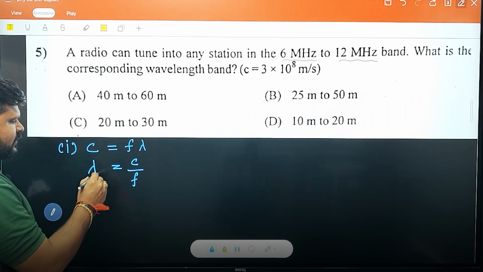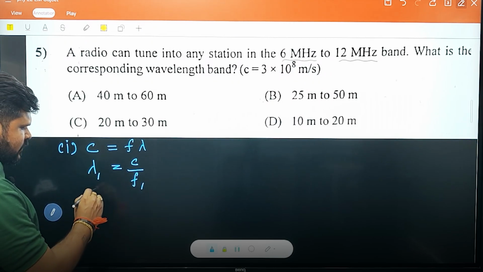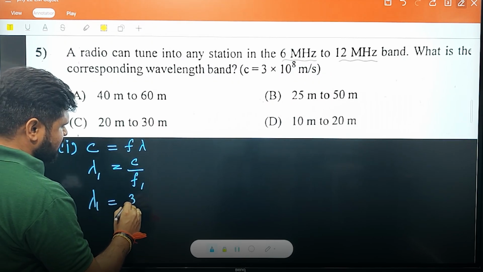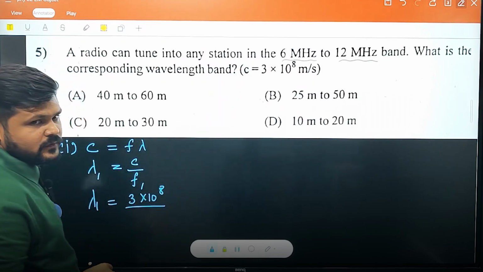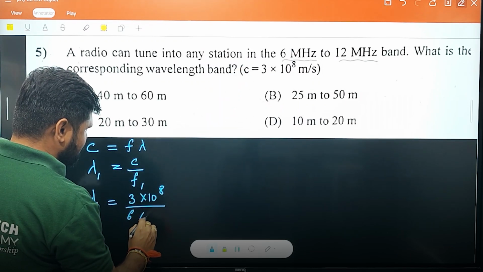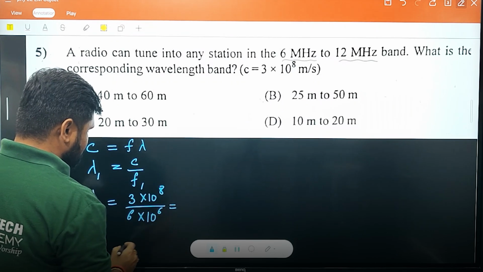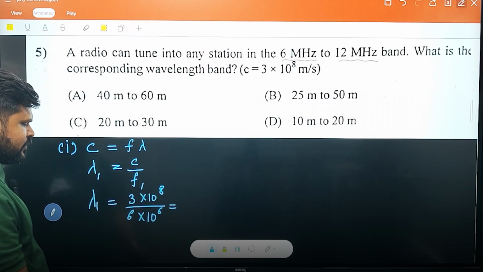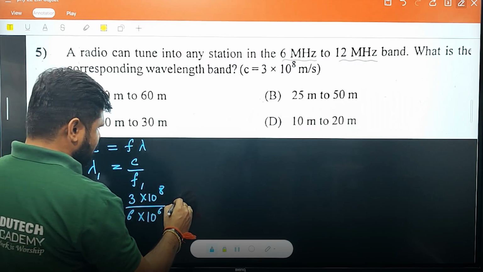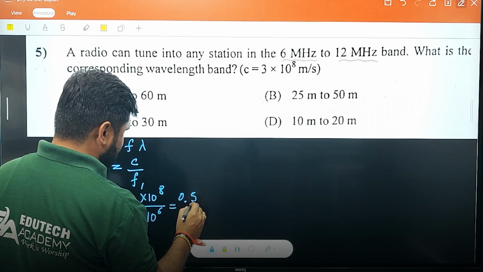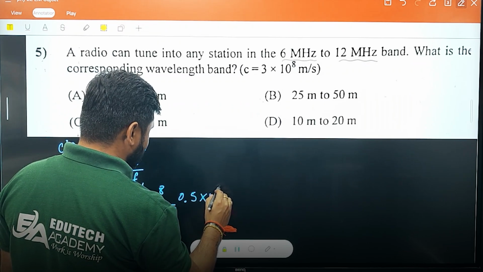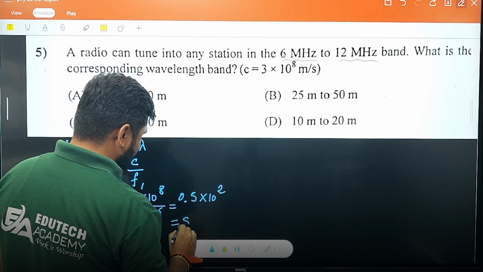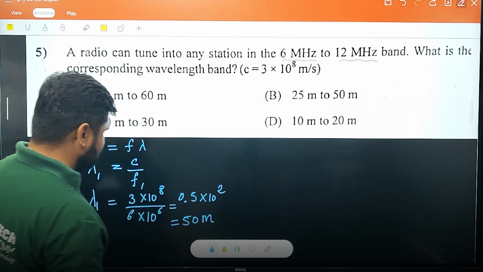Here we are finding for case 1, so lambda 1 equals C by F1. The value of C is 3 into 10 raised to 8. F1 is 6 megahertz, so 6 into 10 raised to 6. 3 divided by 6 is 0.5, and 10 raised to 8 divided by 10 raised to 6 is 10 raised to 2. So it will become 50 meters. So our first answer is 50 meter.